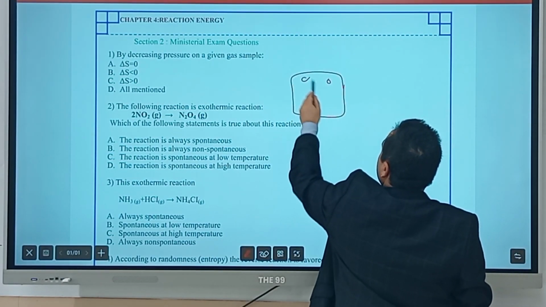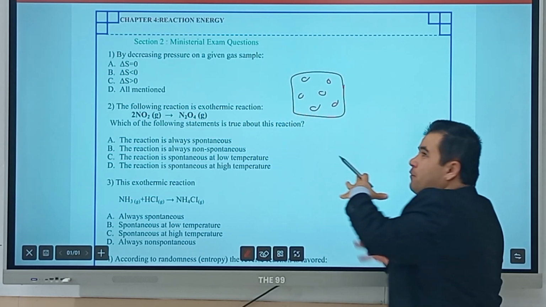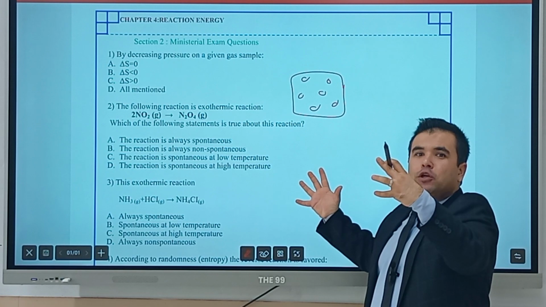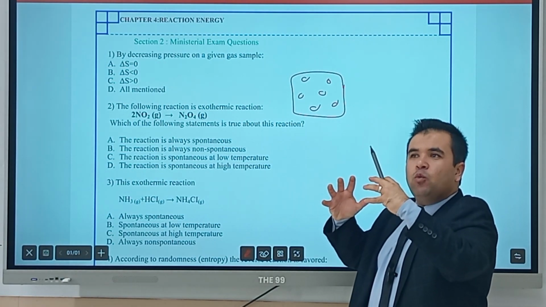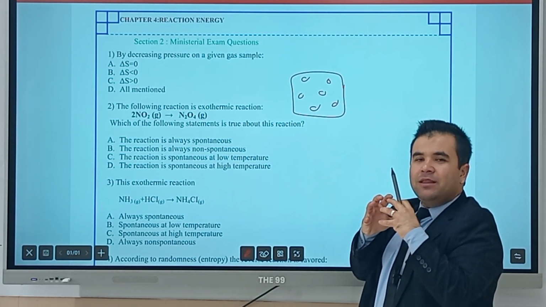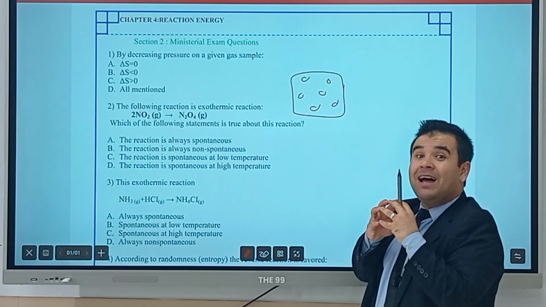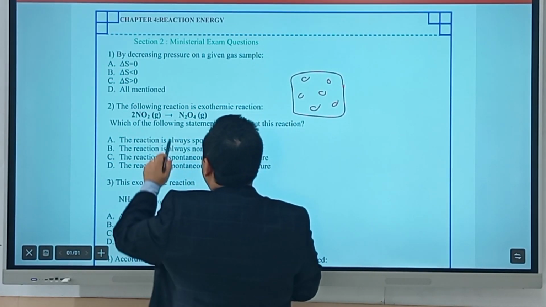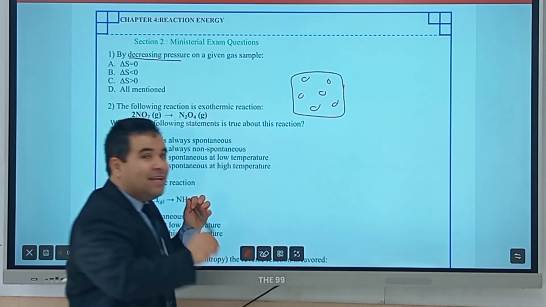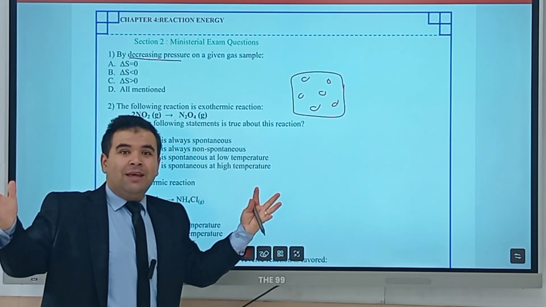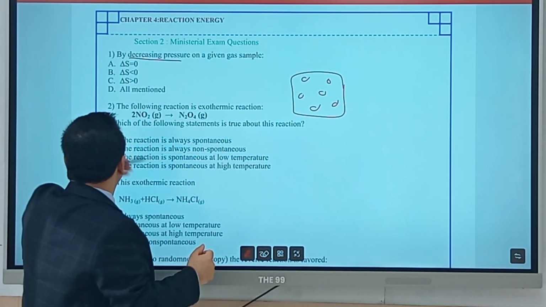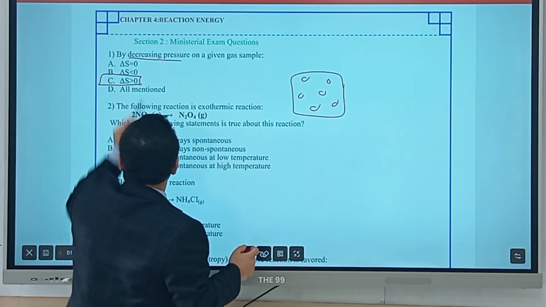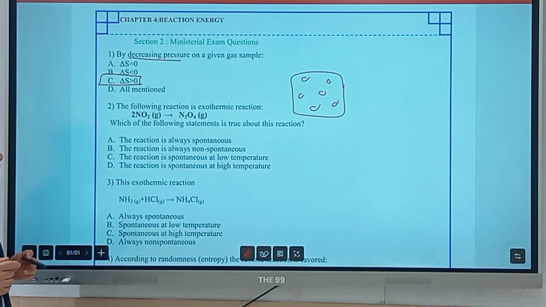When the particles are moving freely, they are in high entropy. But when we pressurize them, that means we limit their movement and they become more ordered, and the entropy reduces. So decreasing pressure means letting the gases move freely. As they move freely, they have a positive entropy, that is, delta S is higher than 0.